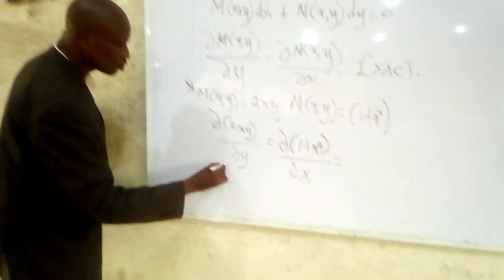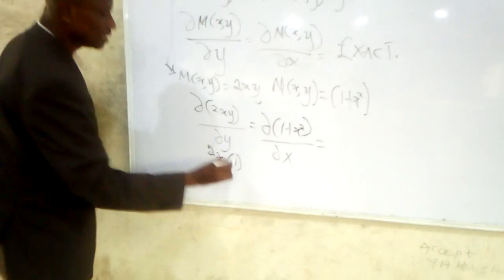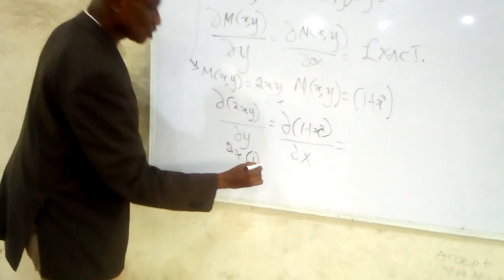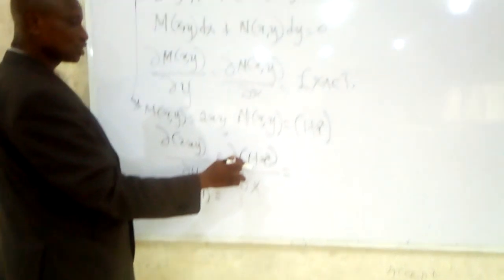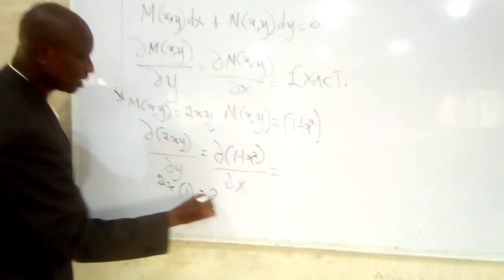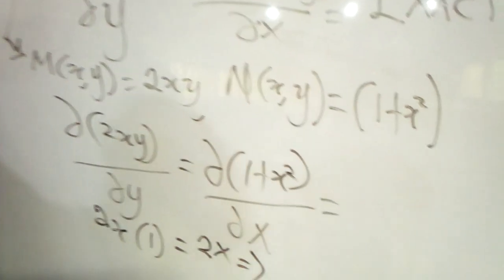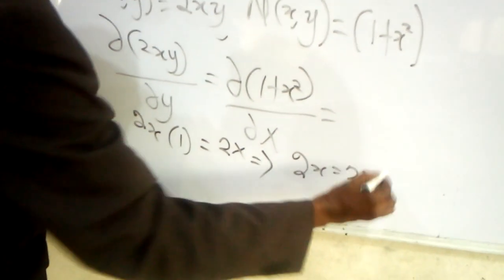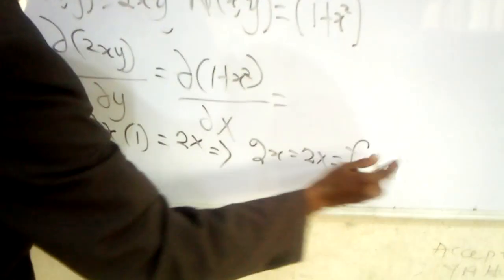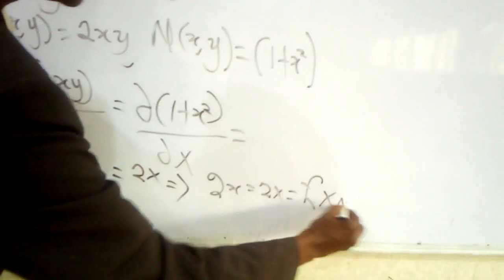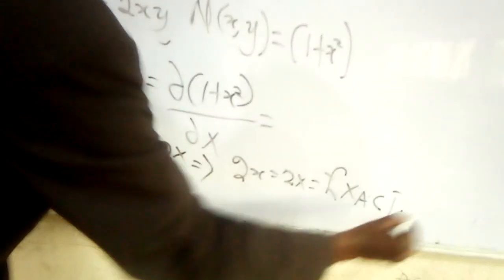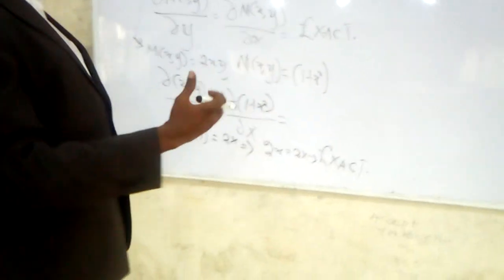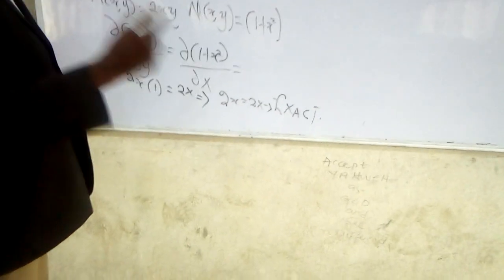So this gives us 2x multiplied by 1, because we are differentiating y, which is 1. This is also equal to the partial derivative of N: the derivative of 1 is 0, and differentiating x squared gives 2x. So at the end of the day, 2x is equal to 2x, which means it is an exact equation. This test shows that the first order differential equation is exact, and it is ripe enough to undergo the solution procedure for an exact first order differential equation.